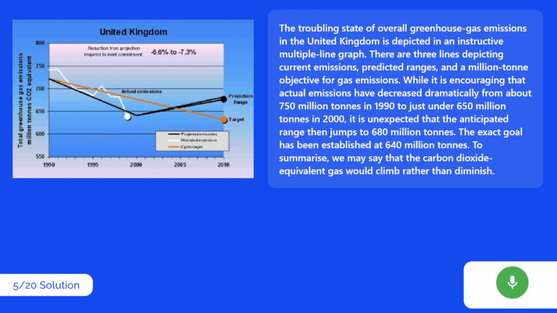650 million tons in 2000, it is unexpected that the anticipated range then jumps to 680 million tons. The exact goal has been established at 640 million tons. To summarize, we may say that the carbon dioxide equivalent gas would climb rather than diminish.